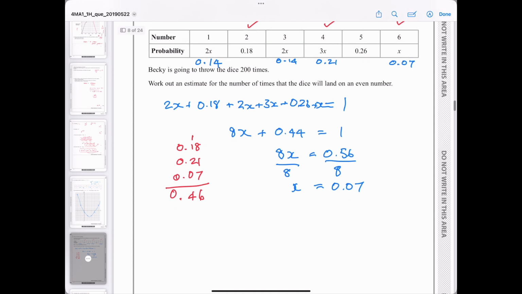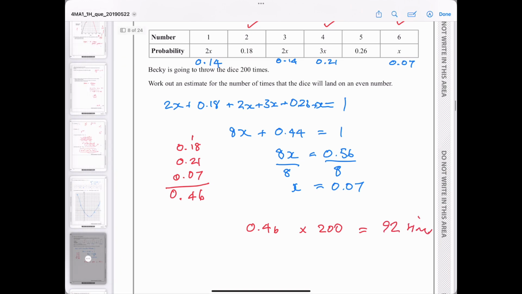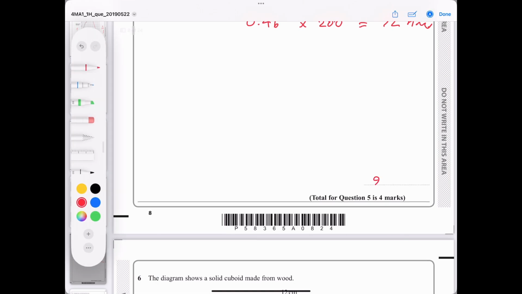I sometimes do, sometimes don't. And so she's throwing it 200 times, so you would say 0.46 times 200. So it's going to come in at around 92, I'm assuming. Here we go. 0.46 times 200 equals 92. So we're expecting her to land on an even number around 92 times, which doesn't make it seem that biased, to be honest, apart from the fact that the 6 looks pretty dodgy.